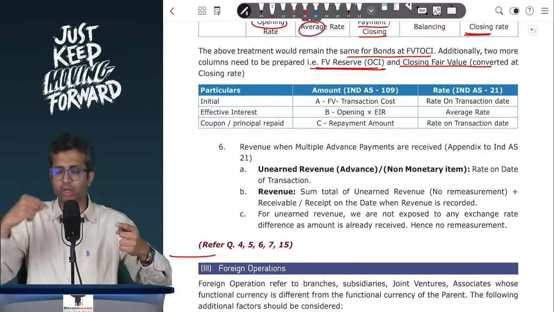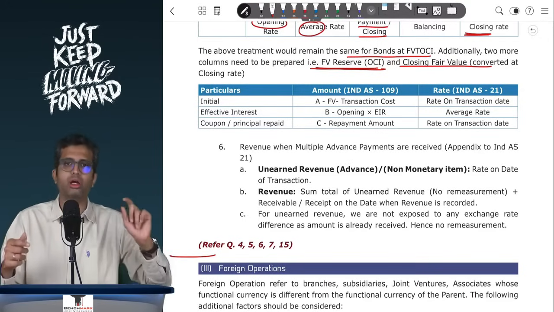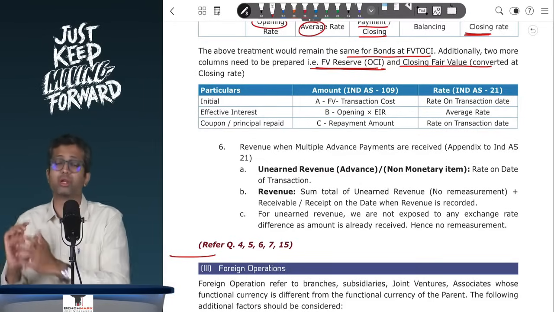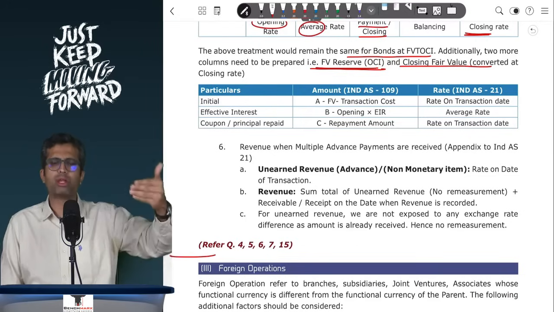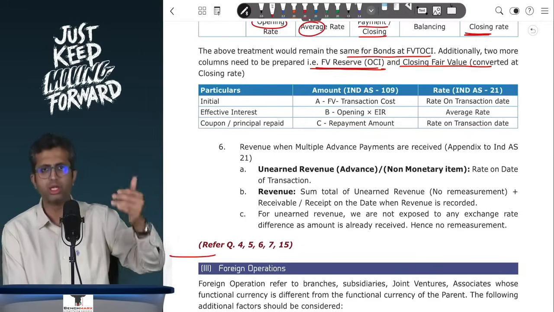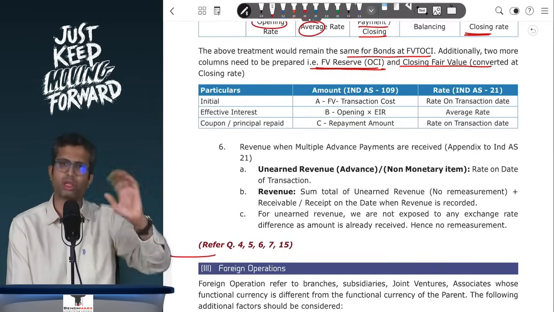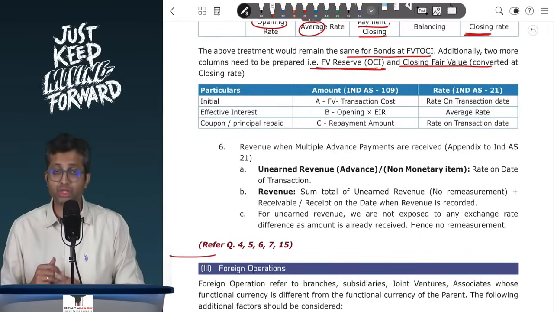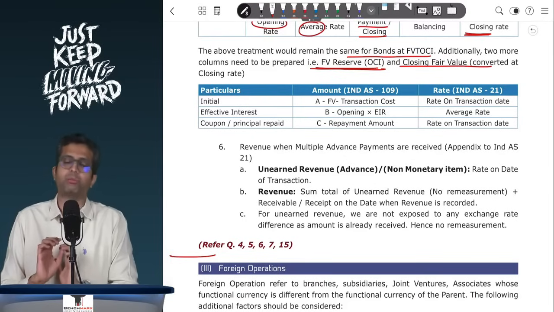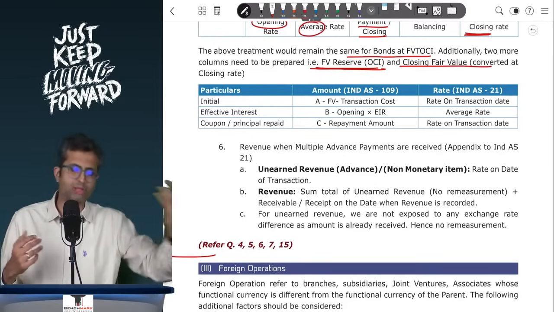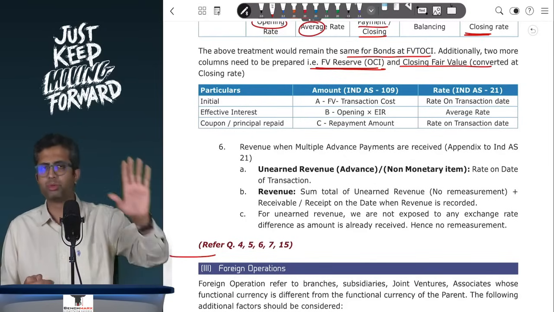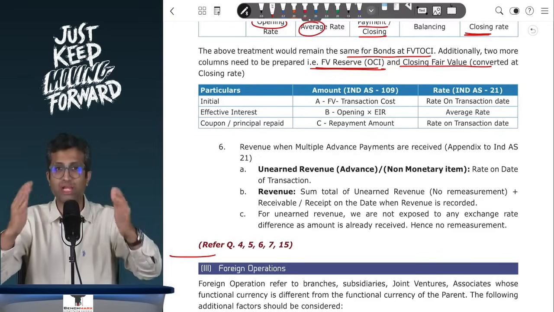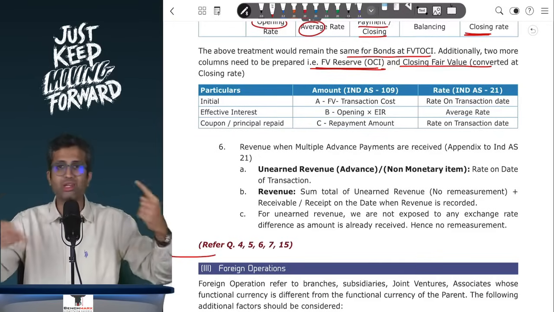If you receive money in advance, like unearned revenue, then you will record the revenue based on the rate on the date when these advance installments were received. Like you might receive $100 on 1st January, then another $100 on 1st February, then another $100 on 1st March, and then you deliver the goods on 31st March. Now in this case, you have already received the money in rupees. Well, you have received the money on 1st January, 1st February and 1st March, and hence you will convert it at the rate prevailing on those dates, and that will be your total base for revenue. You will not remeasure these amounts.